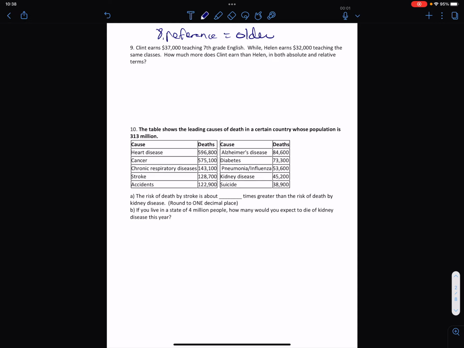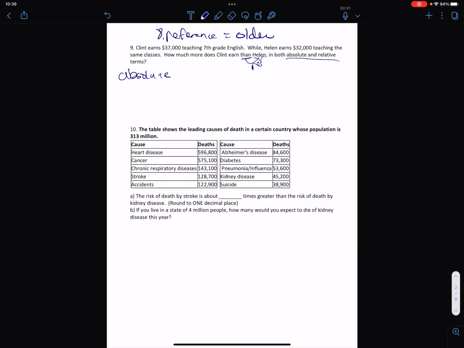This one's a little more fun though, because we have Clint earning $37,000 teaching 7th grade English and Helen earning $32,000 teaching the same thing. And we're trying to find absolute and relative change, but we don't have an older number and a newer number. We're trying to say how much more does Clint earn than Helen in both absolute and relative terms. So we can get really technical here because it says how much more does Clint earn than Helen to pick out that that's what we are referencing.